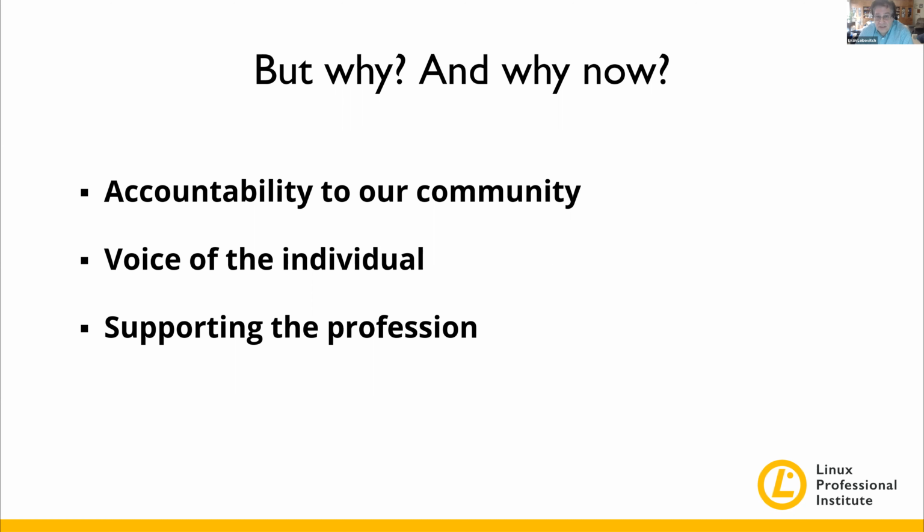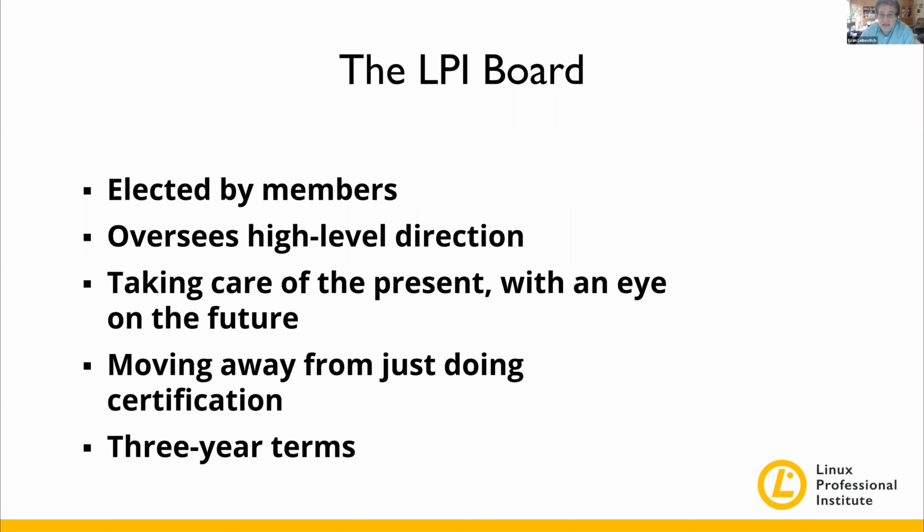And so we're here to support the profession of the people that are working with open source, and we want to focus on the individual. There's other organizations that are doing a great job of supporting corporate interests that are working with open source. That's necessary, that's useful, but we have a role to play in continuing to give a voice to the individual. And the way that we're doing it, at least through here, is by giving you a say in how LPI is run.